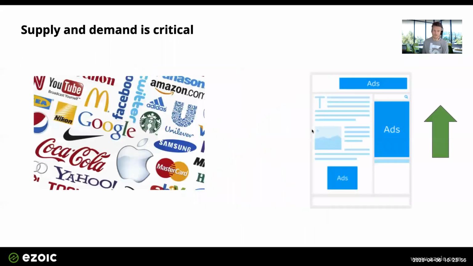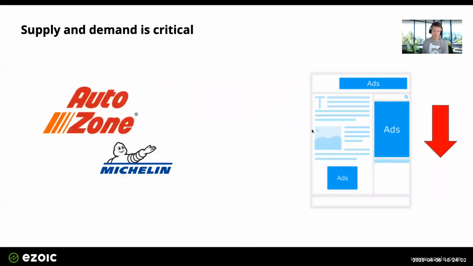This is compounding things. Ideally, what you want as a publisher is a limited number of ad space with lots and lots of advertisers competing for it. And what you're getting in the case of the coronavirus pandemic is a fewer number of advertisers bidding lower and lower amounts, and the ad inventory or the ad space actually increasing.